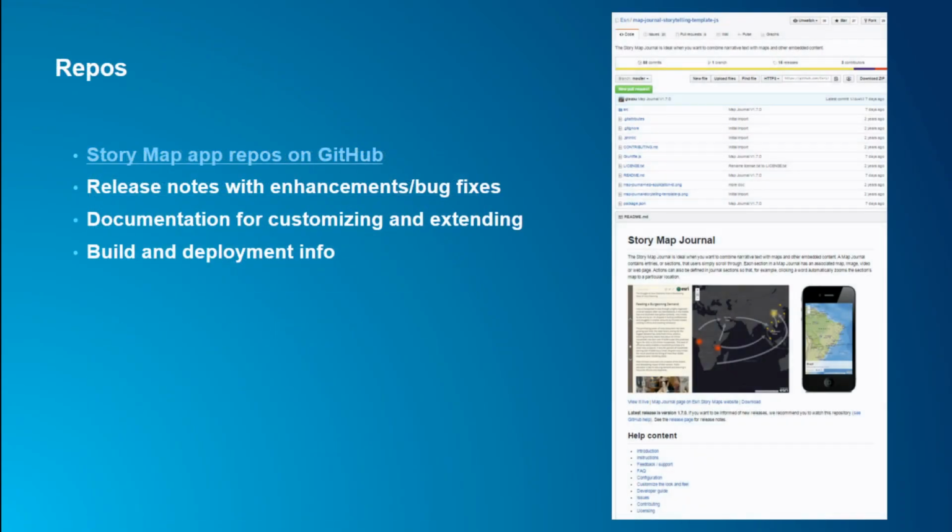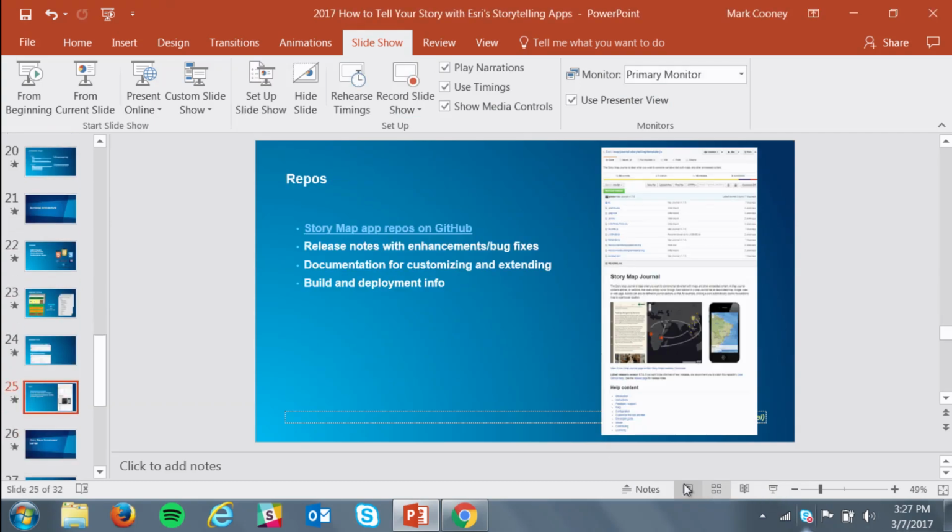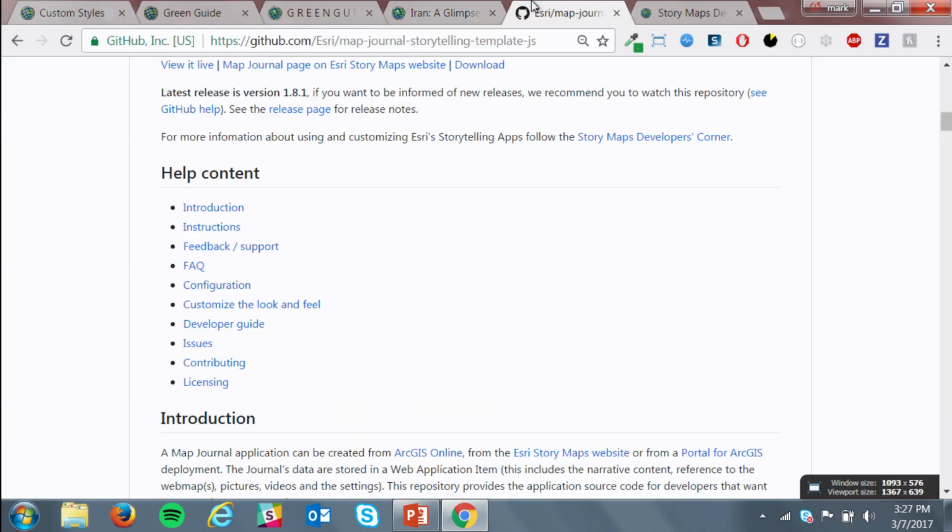And speaking of GitHub repos, all of our code is open source and available on the Esri GitHub. We do a lot of documentation on there. We make sure that we offer release notes to let you know what's new for enhancements and any bug fixes that came through. There's some documentation on there for helping you to customize and extend, and then also the instructions to build and deploy that app if you need to do that.